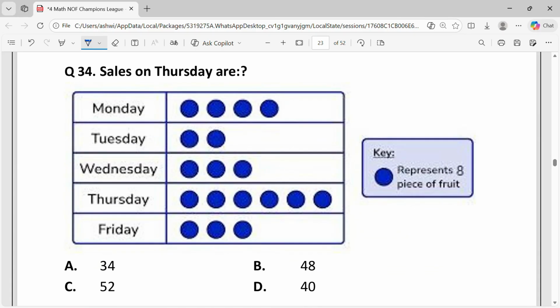Question 34. The sales on Thursday are given. The key represents a blue dot as 8 pieces of fruit. So the sales on Thursday is the number of icons, that is 1, 2, 3, 4, 5, 6. 6 into each icon represents 8 fruits, that is 6 8s are 48. Answer is B, 48.